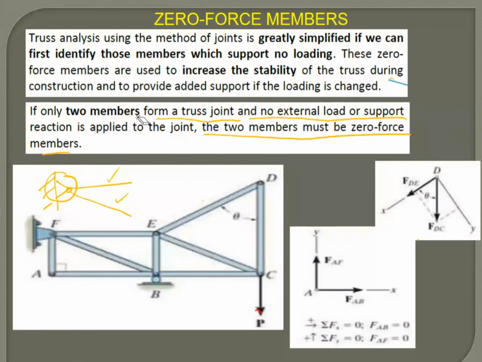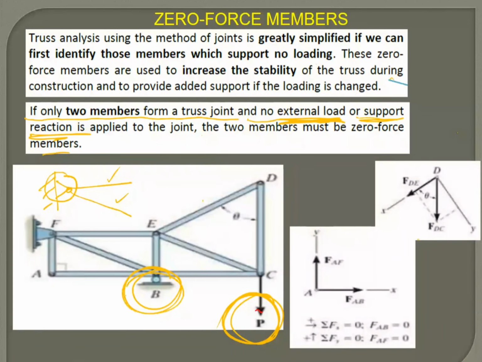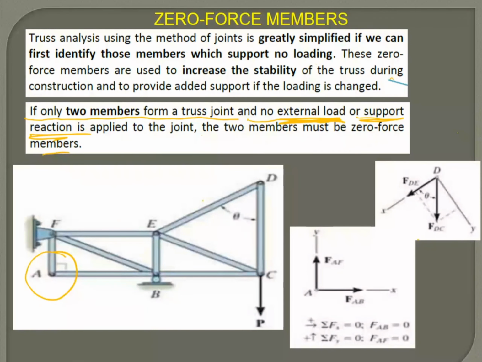For a zero force member, it clearly tells you that 2 members form a truss joint and no external load and no support reaction. So there should be no external force and there should be no reaction force on that pin. And the pin should have only 2 members. Therefore, if you look at pin A, there are only 2 members. There's no external force. There's no support at A, which means that the 2 members are zero force members.